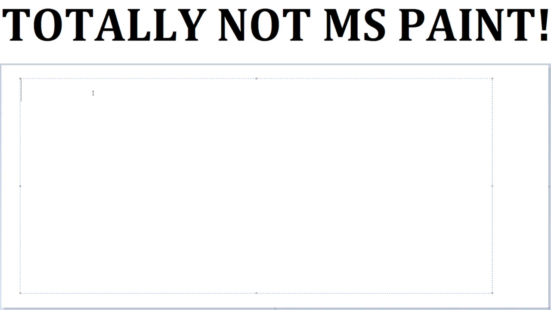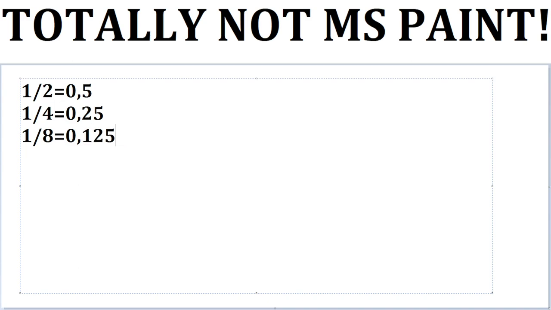So let's go through the powers of 1/2. 1/2 is obviously just 0.5. I'm using a comma here because I'm German. Don't pay attention to that. That's 0.5. And next one, 1/4. Well, that's 0.25. Next one, 1/8. That's 0.125. Next one, a 16th. And that's 0.0625.